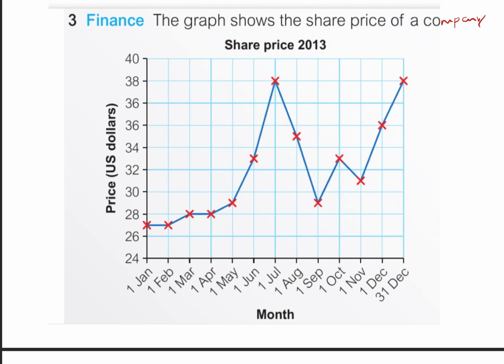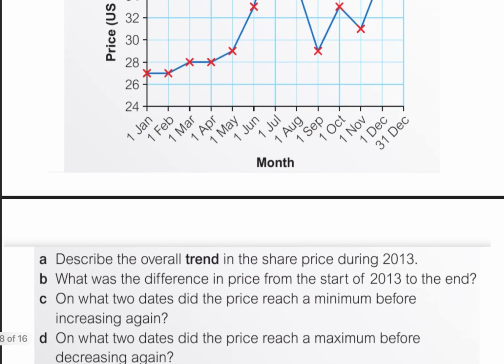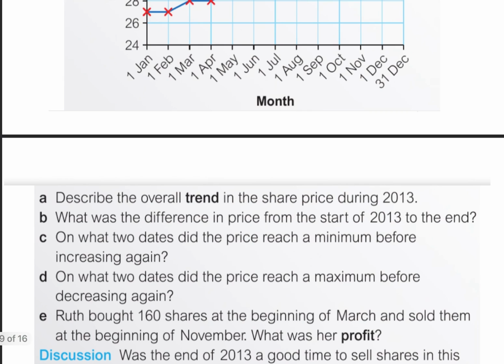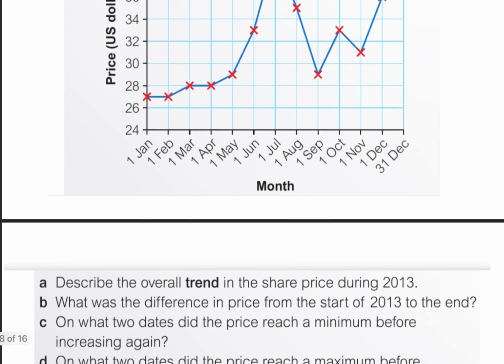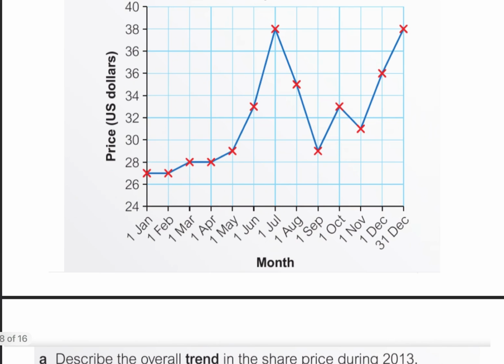So let's have a look at some questions. I've got them here, but I'm going to read them off my computer. So yeah, I've just said the overall trend is increasing. And what was the price at the start of 2013? Well, it's £27 at the start.